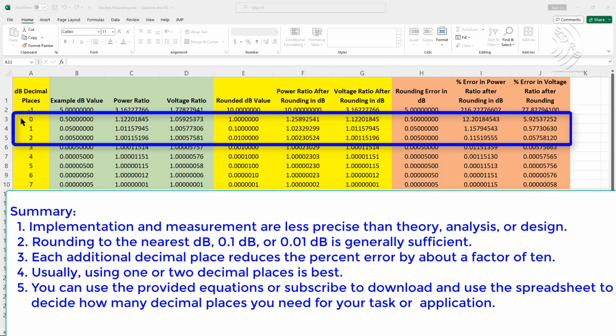However, due to limited precision and variability of hardware used in measurements and system implementation, using 1 or 2 decimal places to express dB values will be sufficient for most practical applications, such as field measurements or wireless communication system design and development. However, there may be applications related to development of high-precision test equipment and some scientific measurements that would require greater precision.